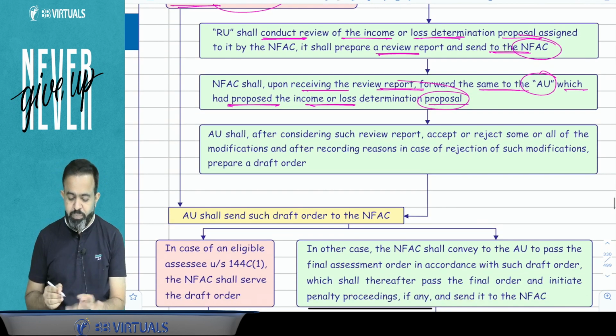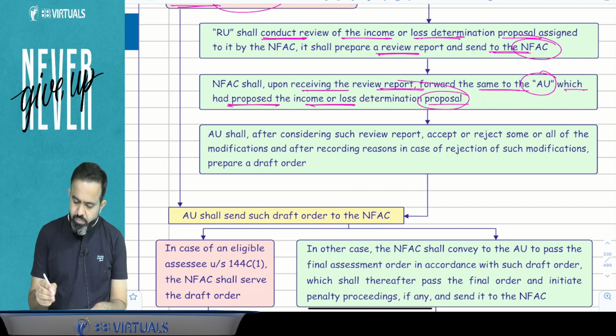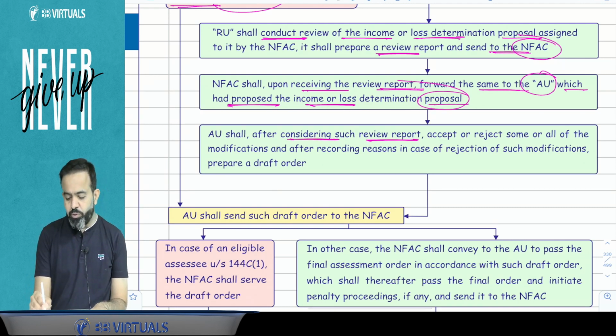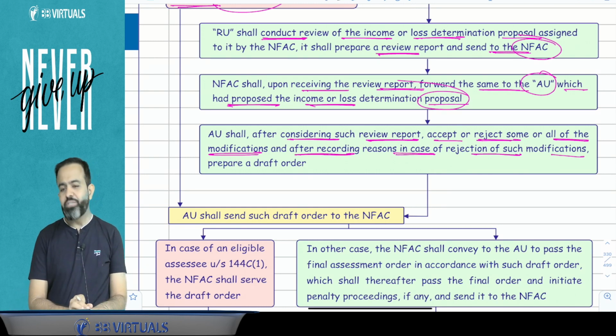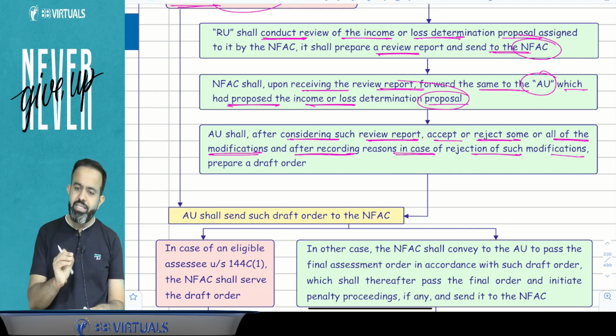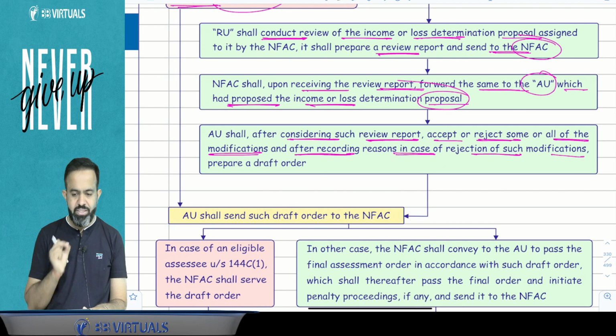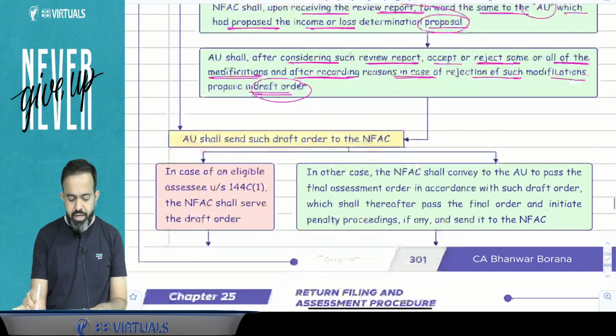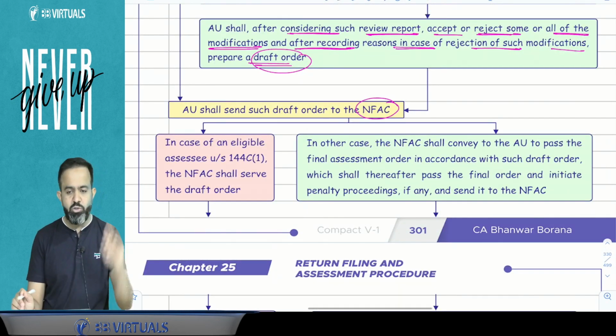Now what will the assessment unit do? The assessment unit shall, after considering such review report, accept or reject some or all of the modifications, after recording reasons in case of rejection of such modification. So suppose they are rejecting some modification, they are saying that no, we will not consider that modification. In that case, they have to give the reason for that. Here the assessment unit has to write the reason why they are not considering the modification, and after that they will prepare the draft order, and obviously this draft order they will send to the NFAC.